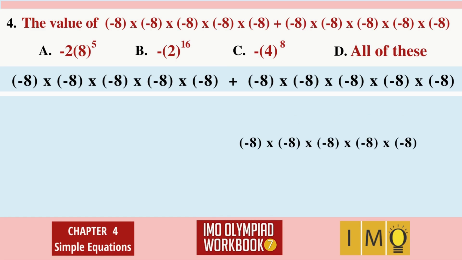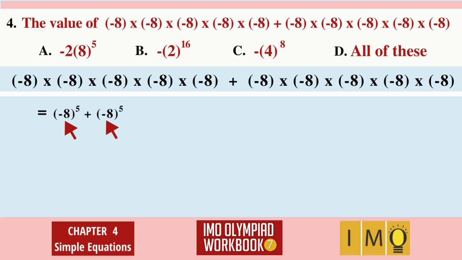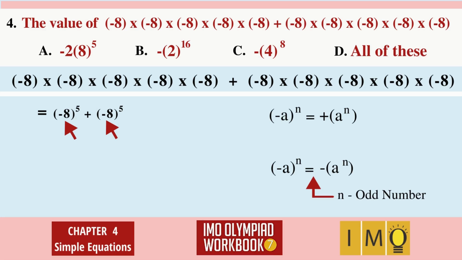Multiplying minus 8 5 times gives us minus 8 raised to 5. So our expression becomes minus 8 whole to the power of 5 plus minus 8 whole to the power of 5. Now let's remember that when we have the base as a negative number, the answer will be either positive or negative. If the exponent is an odd number, it will always result in a negative answer. And if the exponent is an even number, the result will always be positive.